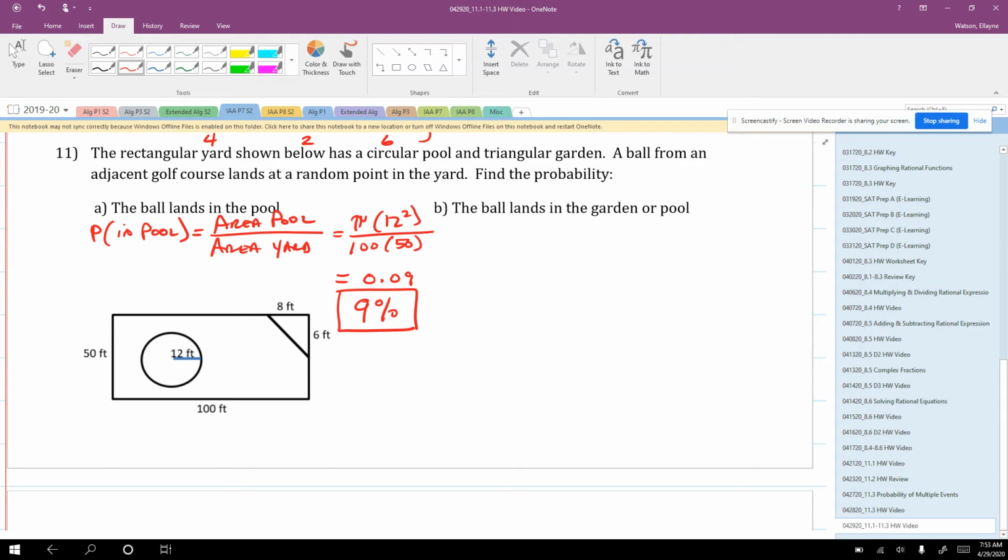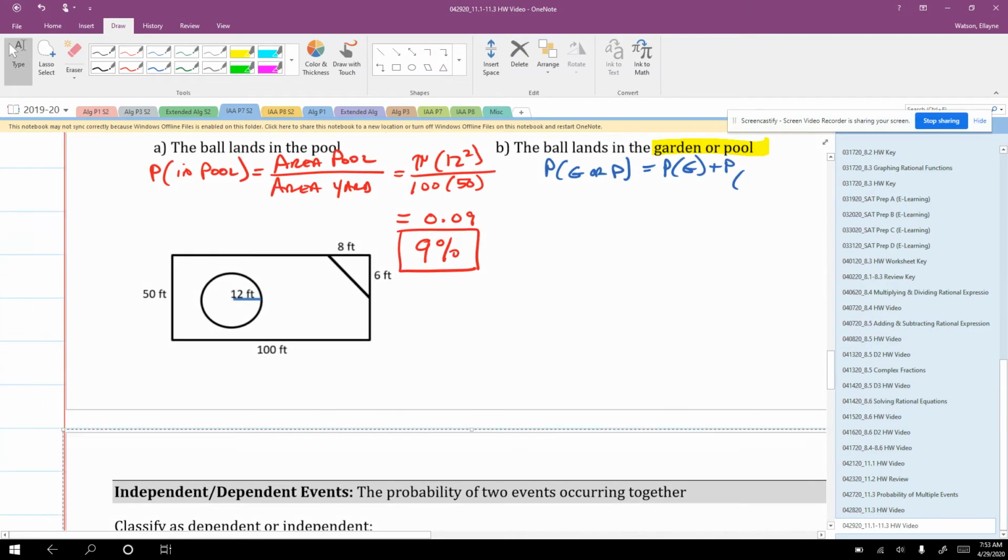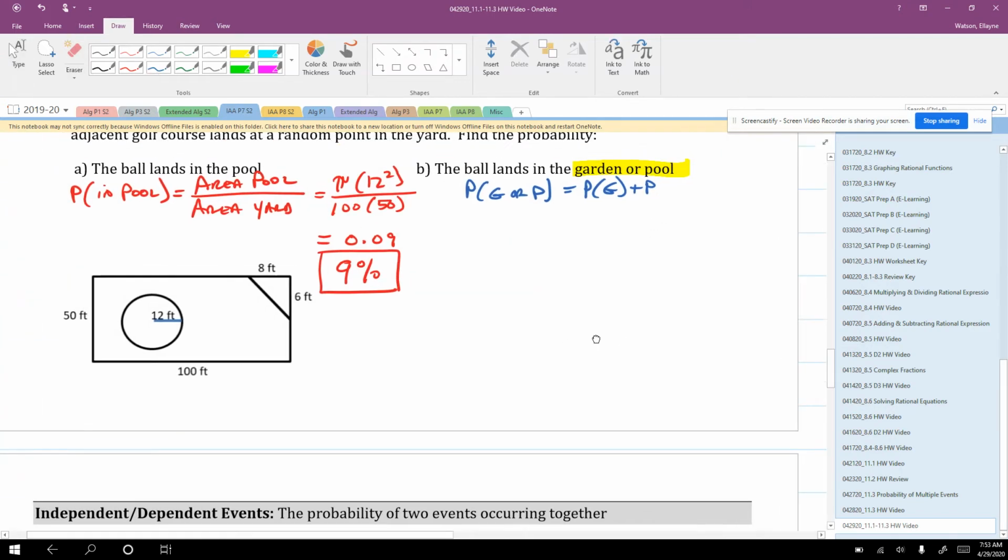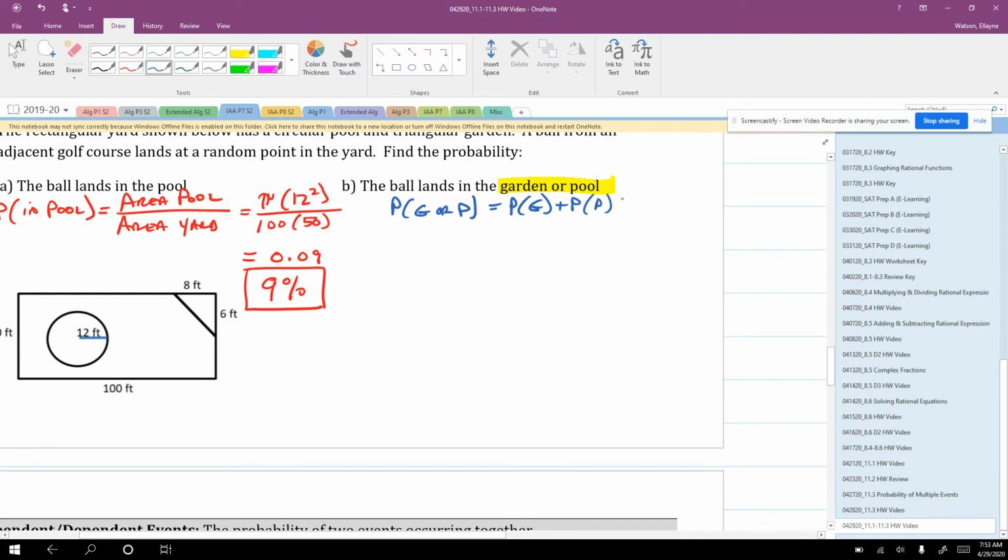So now it's in the garden or the pool. So now let's remember an or statement. The probability of garden or pool is going to be the probability that it lands in the garden plus the probability it lands in the pool, less the probability it lands in the garden and the pool. Remember, you have to take away the probability that it can happen in both. But that's mutually exclusive, so that's going to end up being 0.